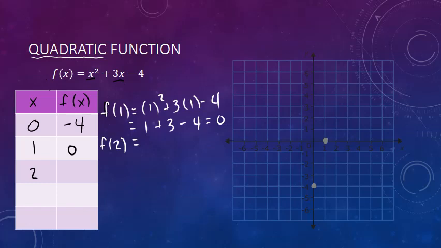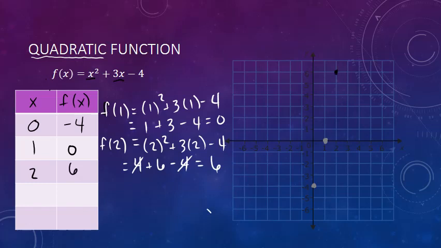So f of 2 would be 2 squared plus 3 times 2 minus 4, and that would be 4 plus 6 minus 4. 4 plus 6 is 10, 10 minus 4 is 6. Or you could look at it as the 4's cancel out and you're left with 6. So we're at the point (2, 6).